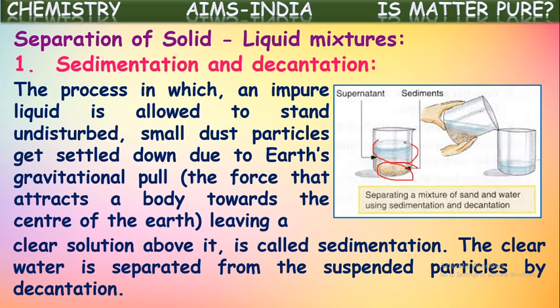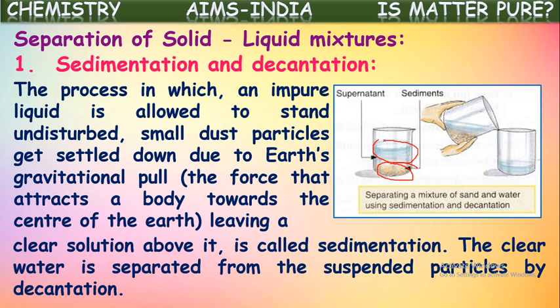Pure liquid will be above those impurities. This method of settling down of solid particles in the liquid when it is allowed to stand for a certain time is called sedimentation. Sedimentation means settling down of these solid particles in a container of liquid and solid mixture. Now those impurities are called sediment and the pure liquid floating on top is called supernatant liquid. This separation method is called sedimentation.